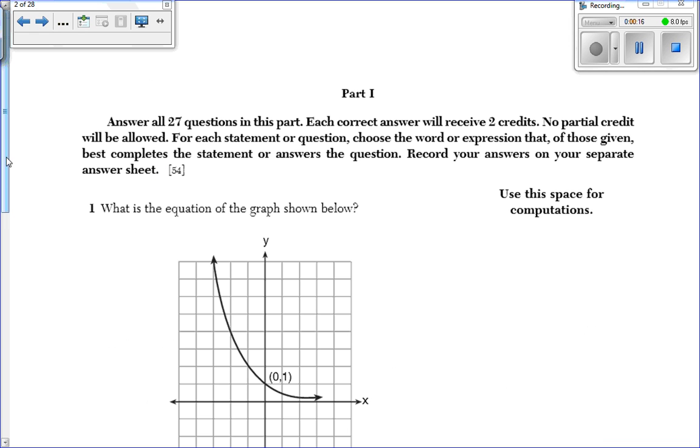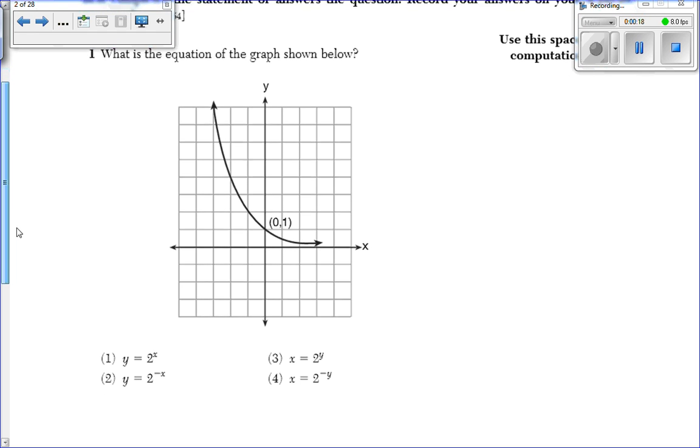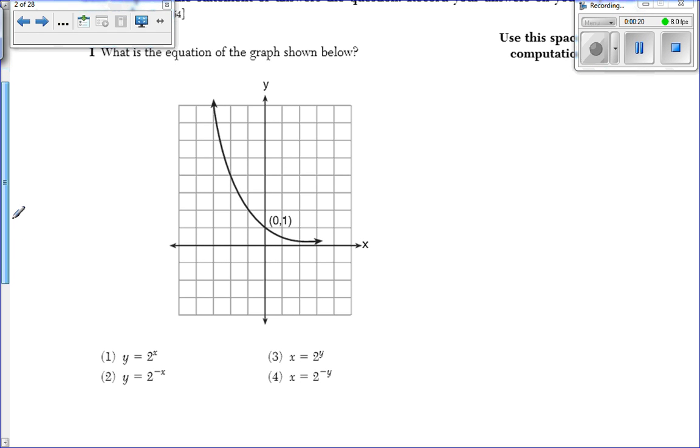Alright, let's get started. What is the equation of the graph shown below? Well, just to start this off, this is an exponential equation by looking at my choices, and exponential equations are always y equals something to the x power. So we can get rid of choices 3 and 4 automatically. Now I'm left with looking at 2 to the x and 2 to the negative x.